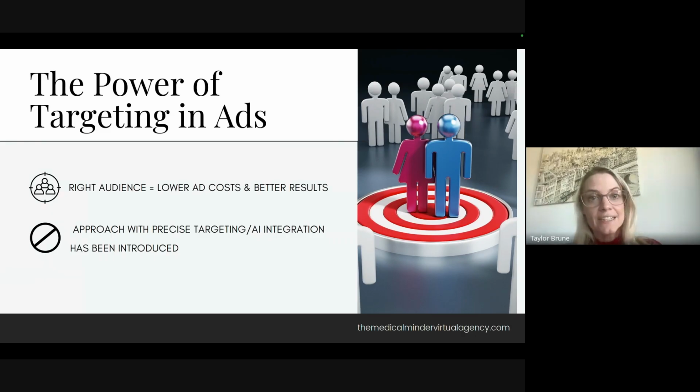When you manually target the right audience, it's lower ad costs because you'll get more leads for a lower price. So it's better results, and you'll see it in the metrics after, whether it was the right audience or if you need to tweak something in your audience. Approaching it with precise targeting, like I said, and then AI integration has been introduced. So you kind of want to try both.